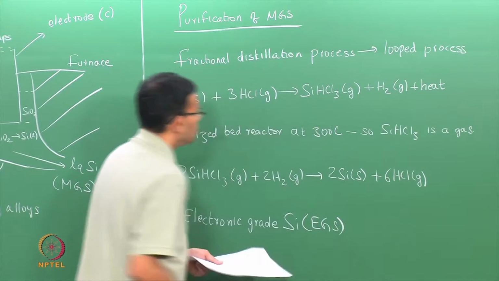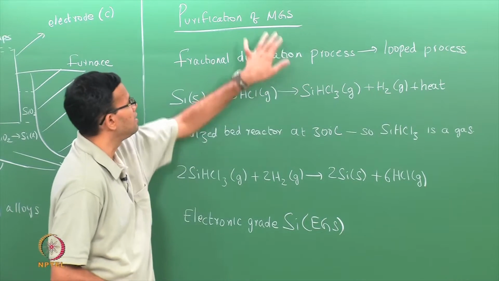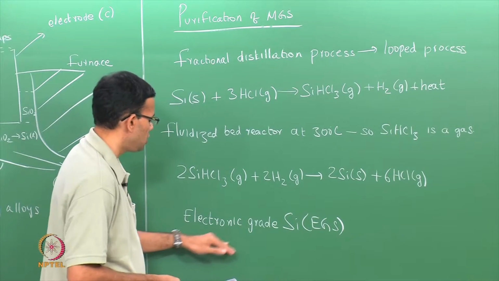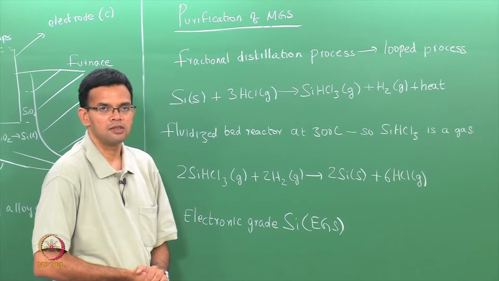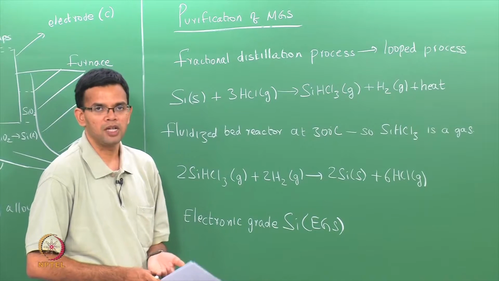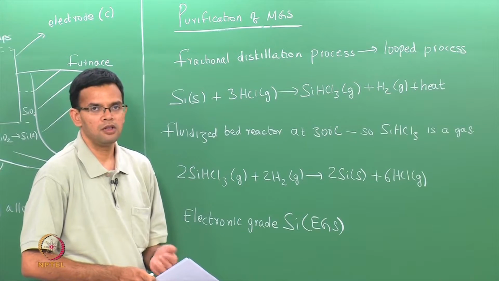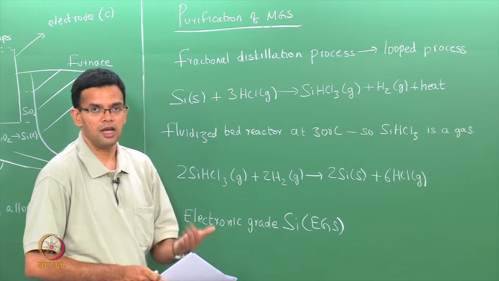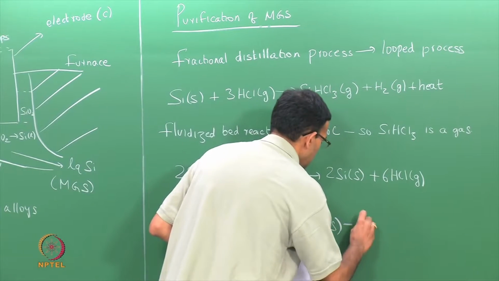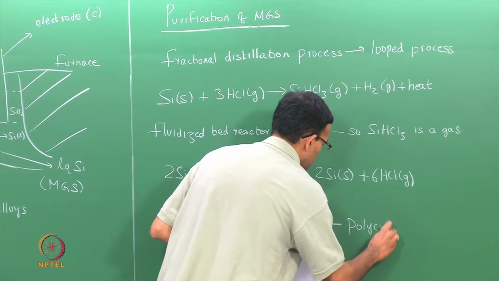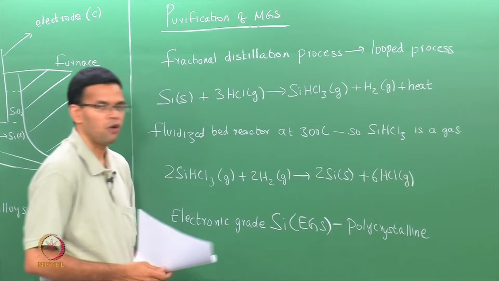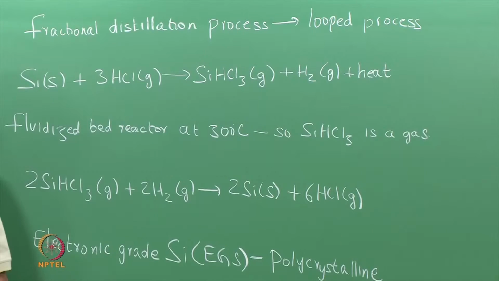EGS. So, you start with MGS, which is the metallurgical grade silicon, and by fractional distillation you remove all the impurities to give you electronic grade silicon. So, this silicon has the amount of impurities of the order of parts per billion. So, it is suitable for use as a wafer for IC device manufacture. The only drawback is this is polycrystalline. It is usually in the form of ingots, but it is a polycrystalline material.